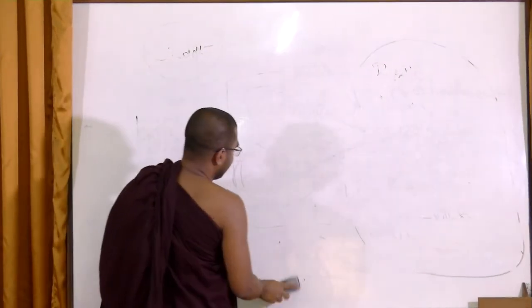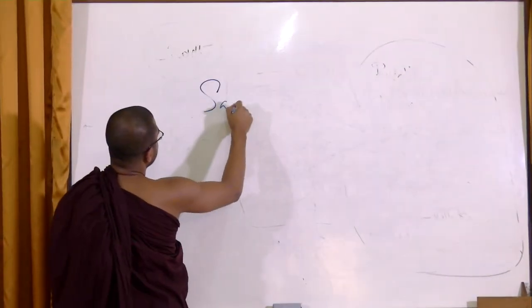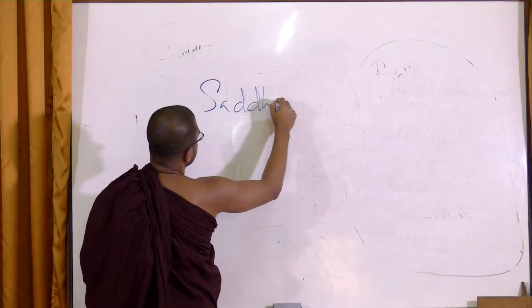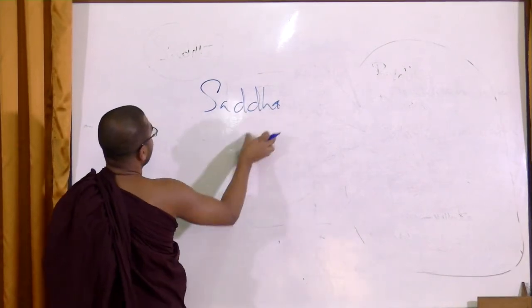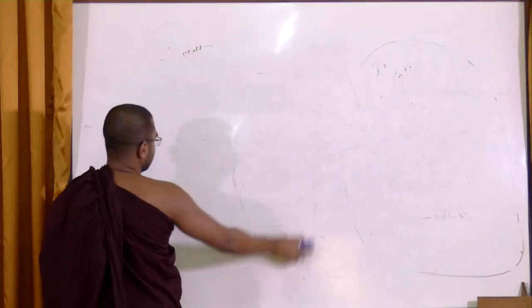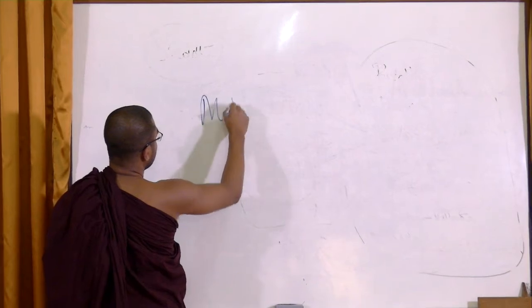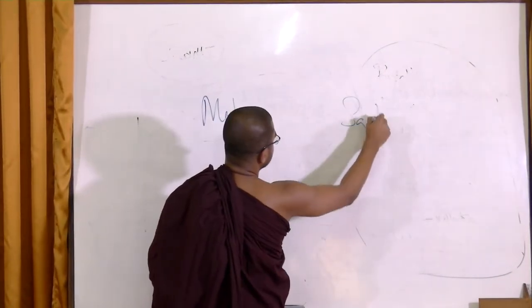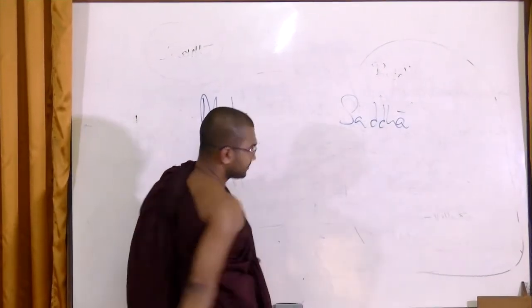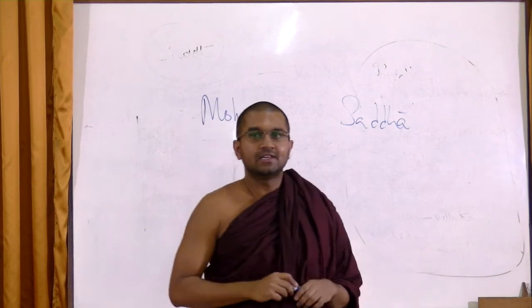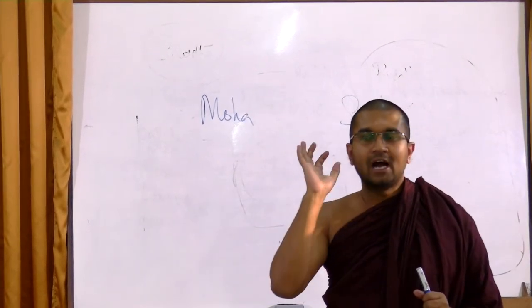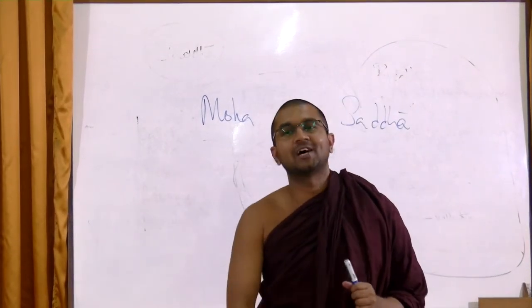Then we come to another point called Saddha. So I'll write: Moha and Saddha, relation with Sobhana, Akusala, Sobhana and Kusala.